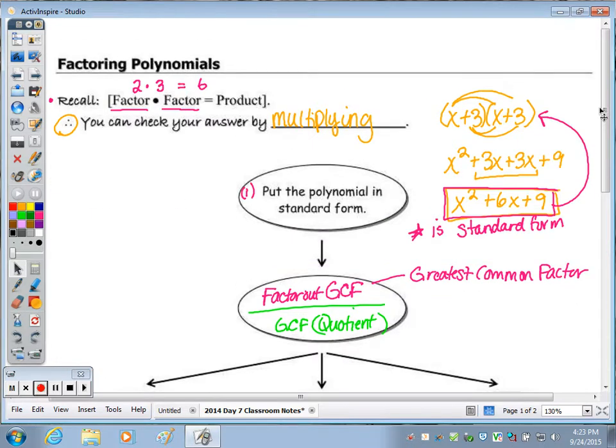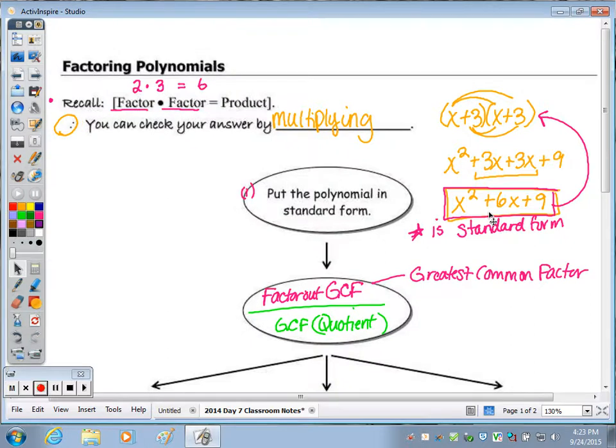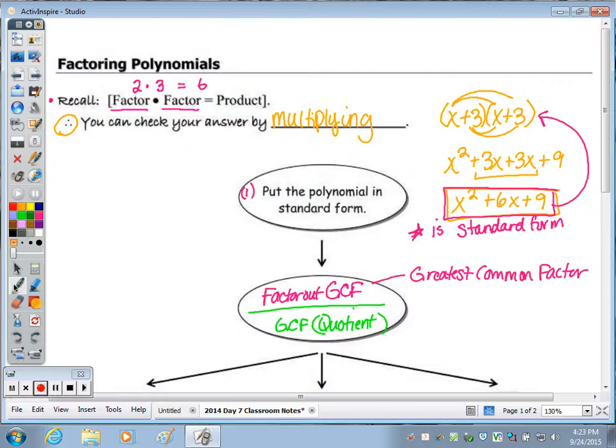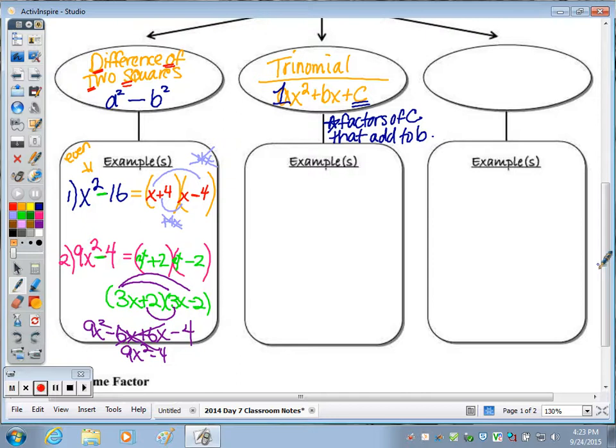And I'm going to go back up to the expression at the top of the page. And this 6x in the middle was the sum of these two numbers. The 9 is the product of those two numbers. So the middle term is the sum. The last term is the product of those two numbers within the binomials. So factors of c, because this is your product, that add to b, because b is the sum.